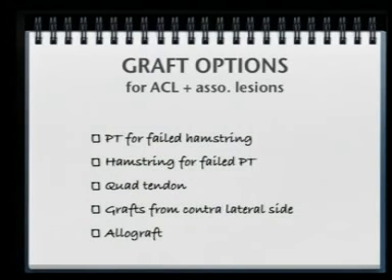Various graft options. Now, since most of us have access only to autografts, I think that is a big challenge before us, how to use our graft judiciously to do a reconstruction. So these are the various options. For a failed patellar tendon, you can use the hamstrings. For the hamstrings, you can use the patellar tendon. You can always go to the contralateral side.